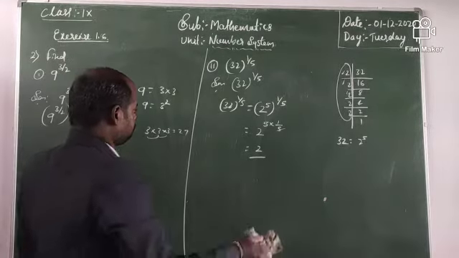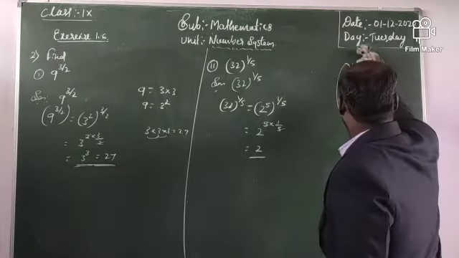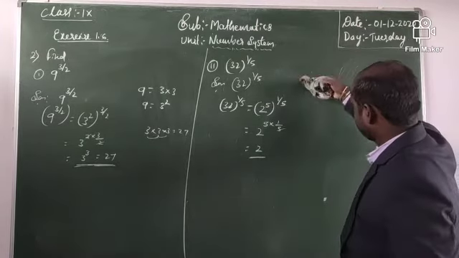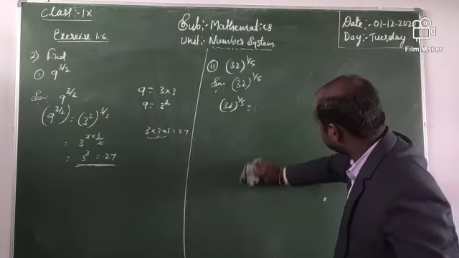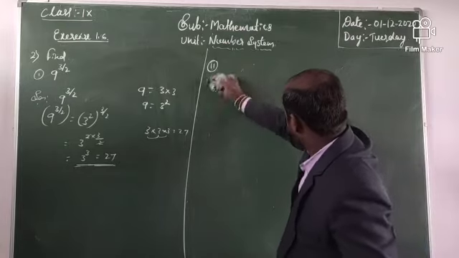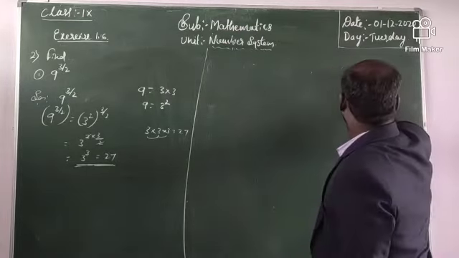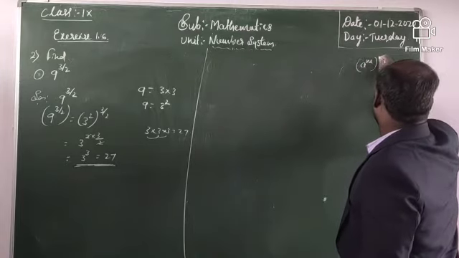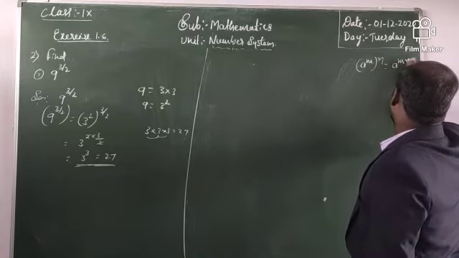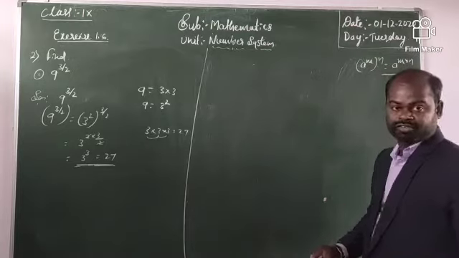Okay. Next, another problem. Here we have to use exponent rules. That is, a to the power of m, whole to the power of n, equal to a to the power of m into n. This formula we should use.